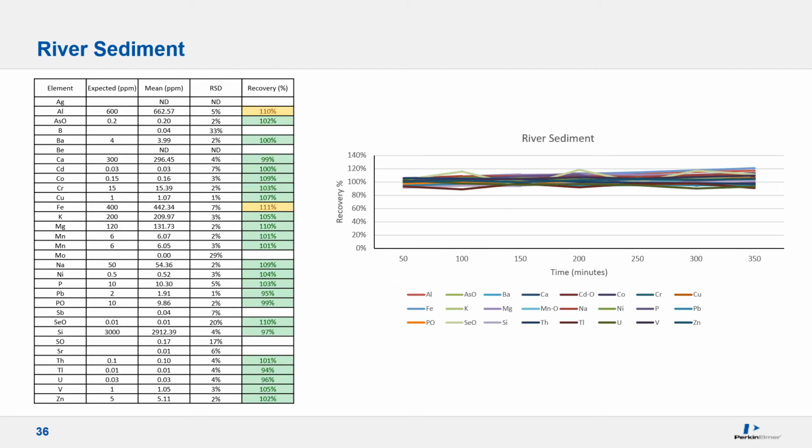Finally, the river sediment sample was measured, showing the same stability in the analysis throughout with no carryover observed from the previous sample.